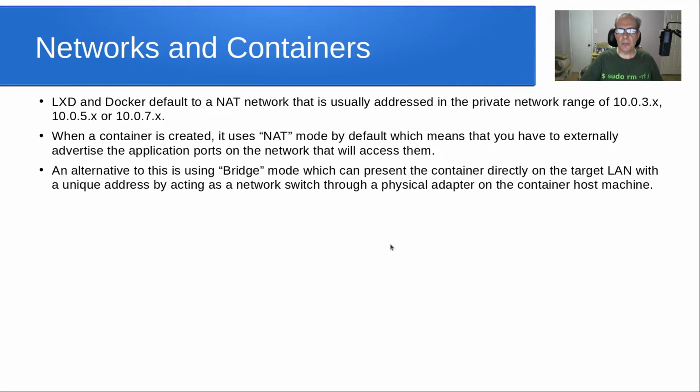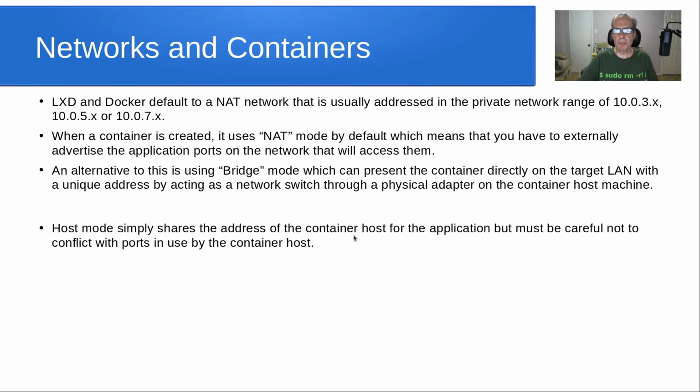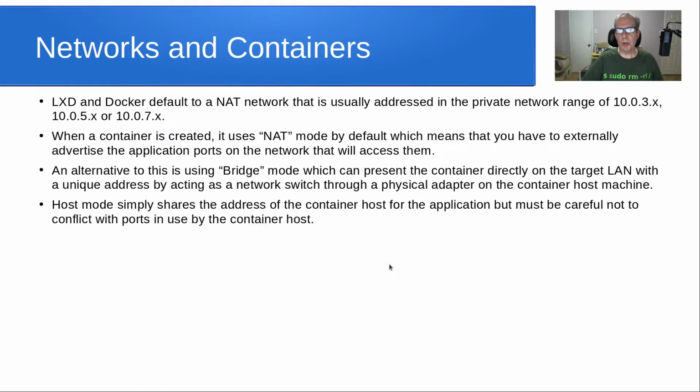An alternative to this is using a bridge mode, which can present the container directly on the target LAN with a unique address by acting as a network switch through a physical adapter on the container host machine. Host mode, as it's sometimes called, simply shares the address of the container host for the application, but you must be careful not to conflict with ports that are in use by other applications on the container host.